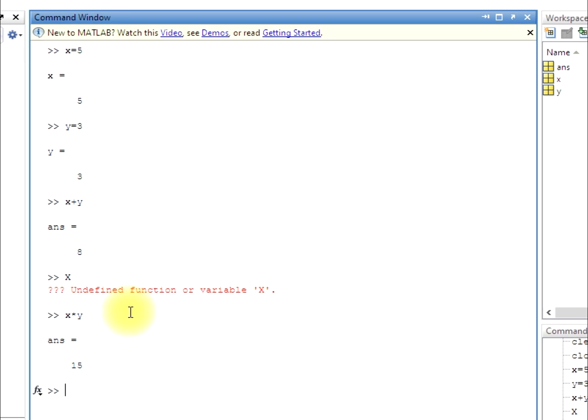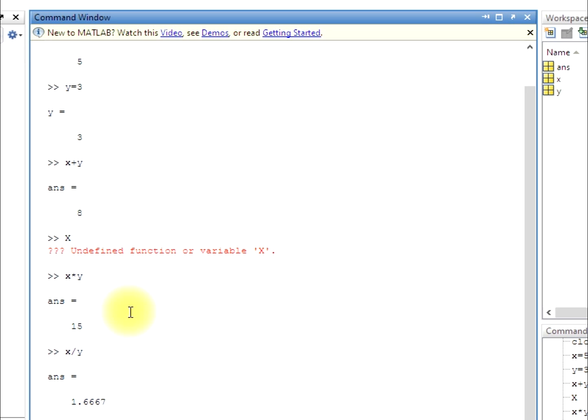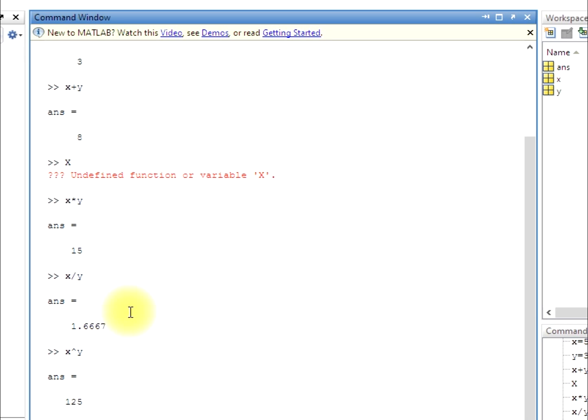For example, right division is like this, x upon y, it will give 1.66, that is x in the numerator and y in the denominator. Now if you want to use left division, y will become the denominator and x will become the numerator. This is all. For exponential you can use x to the power y, and it will give you 10 to the power 25. This was all about the arithmetic operations.